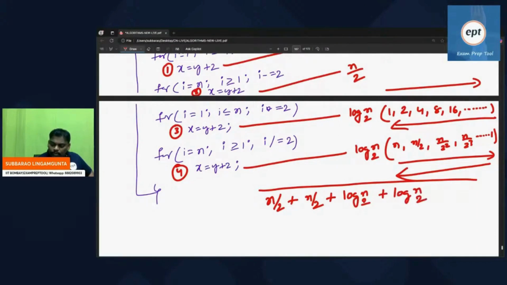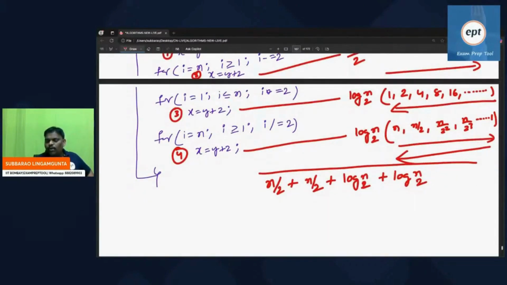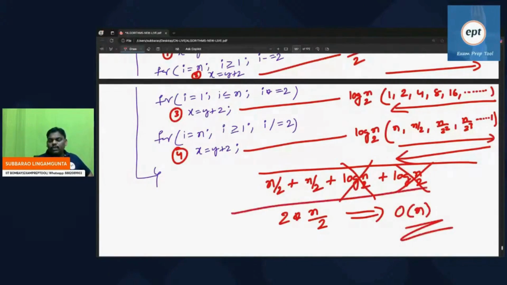So remember, everyone, in front of n, log n base 2 is very small. Small terms you can neglect. So it will become 2n by 2. Constants you can neglect. It became big O of n. Constants you can neglect, smaller terms you can neglect.